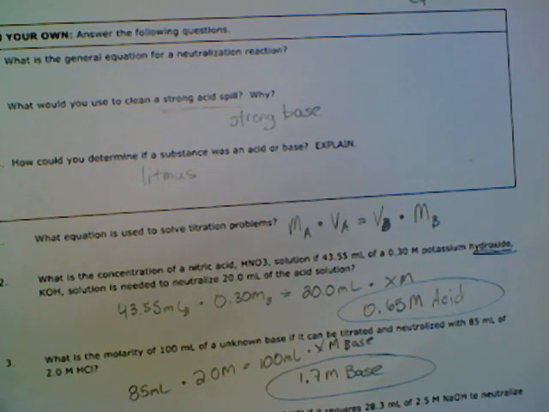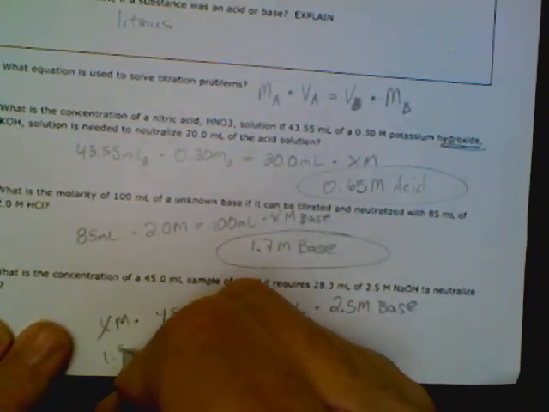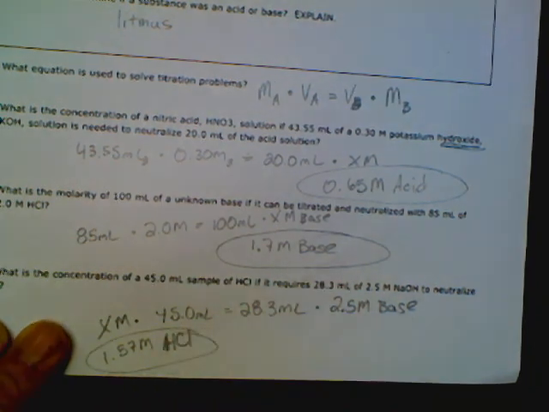What is the concentration of a 45 milliliter sample of HCl if it requires 28.3 milliliters of a 2.5 molar base to neutralize it? X molarity. So again, we're just plugging numbers in and calculating. 2.5, as long as you get the numbers that go together, divided by 45, I get 1.57 molar HCl. They gave us what the acid is, might as well use it.